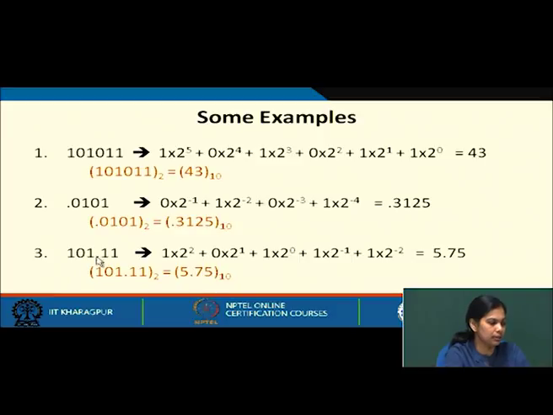Similarly, if we have both an integer part and a fractional part, in the same way we can consider the first part like this and the next part like this, and finally we get a value like this.